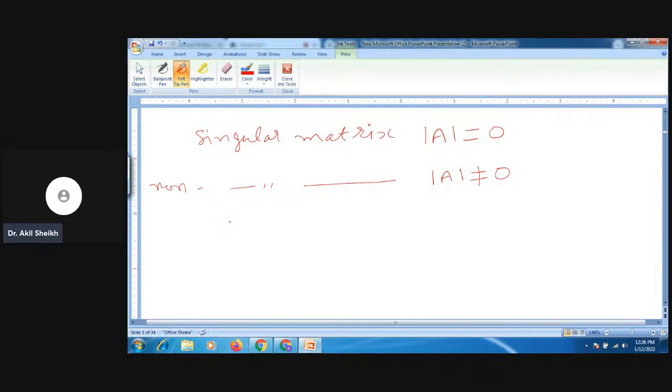Now, there are some properties and a formula to find the inverse of a matrix. A inverse equals 1 upon determinant of A times adjoint of A. Here A is any square matrix, and the condition is that the matrix A is non-singular, that is, determinant of A is not equal to 0.